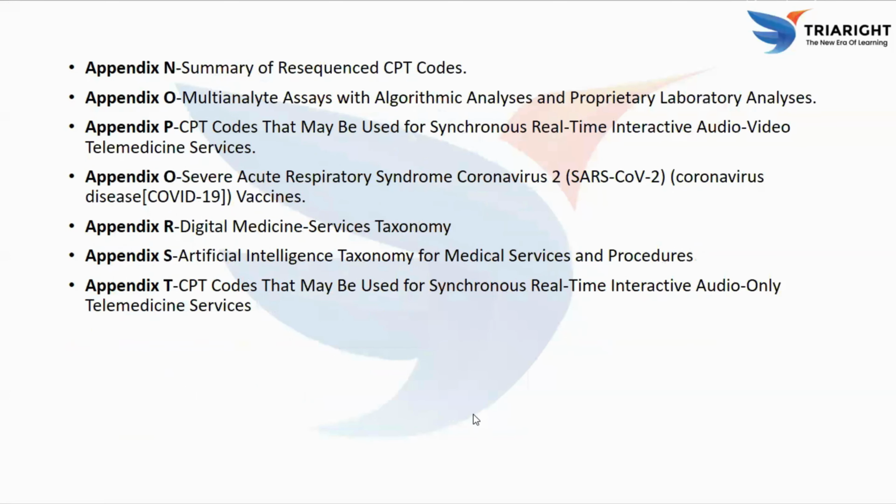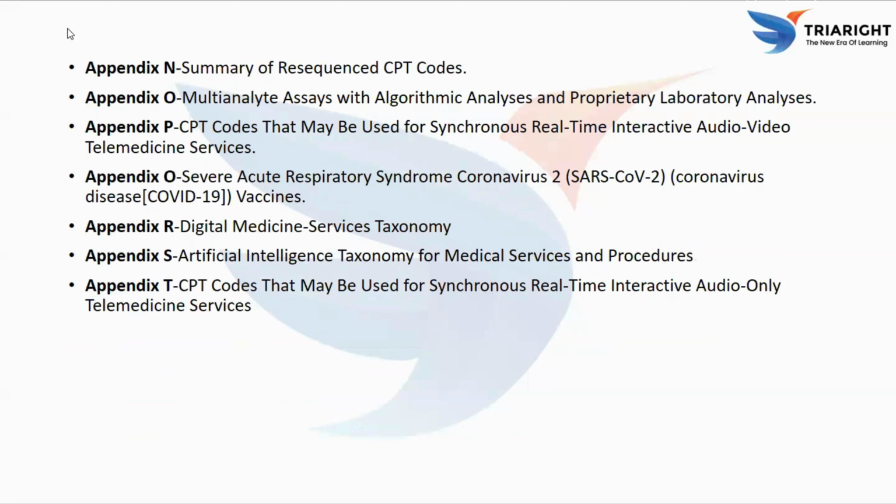And why are these appendices important? Because medicine is changing, for example, telehealth, AI and genetics. So CPT added new appendices to explain these services. So they also help coders to bill correctly for modern health care.